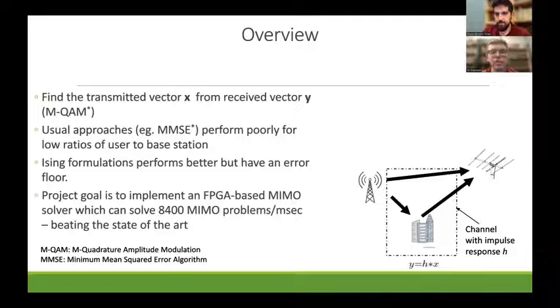Okay, so a bit of an overview. The problem that we're trying to solve here is called the maximum likelihood detection problem. That's basically the problem in wireless systems where, say, at a base station, you receive a vector y, and you don't know exactly what was transmitted. So you're trying to solve for this vector x, which corresponds to the original value that was transmitted.